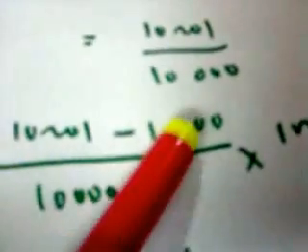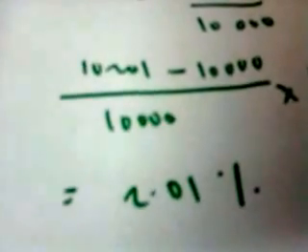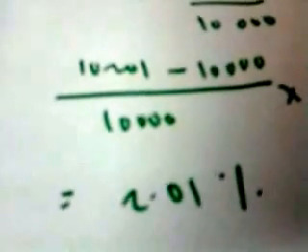So what is the change in area? Final area minus initial area by initial area into 100. That comes to 2.01%.